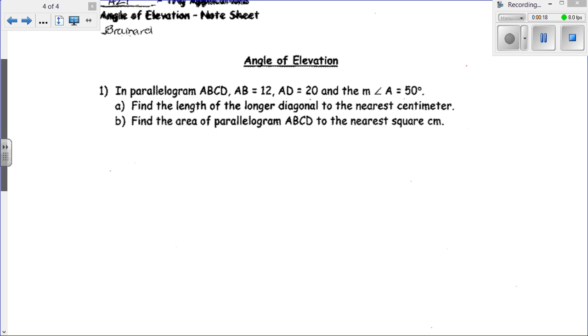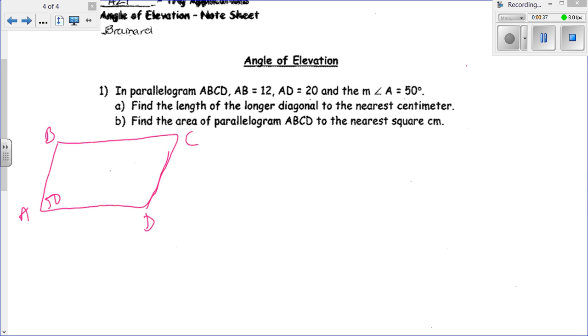In parallelogram ABCD, AB is 12, AD is 20, and the measure of angle A is 50. So the first thing I'm going to draw is my parallelogram A, B, C, and D. This is 50, AB is 12, and AD is 20. So that's my picture. Find the length of the longer diagonal to the nearest centimeter.